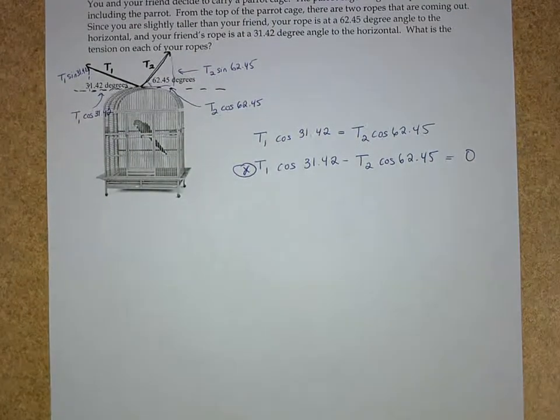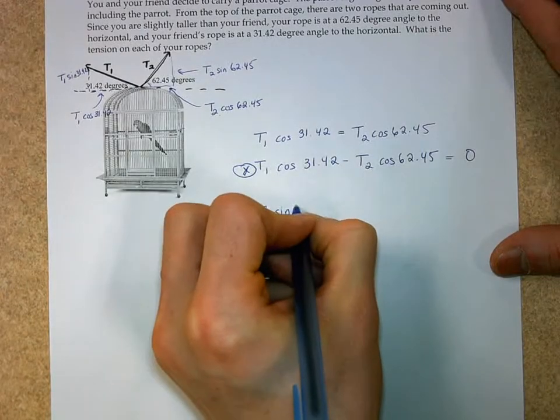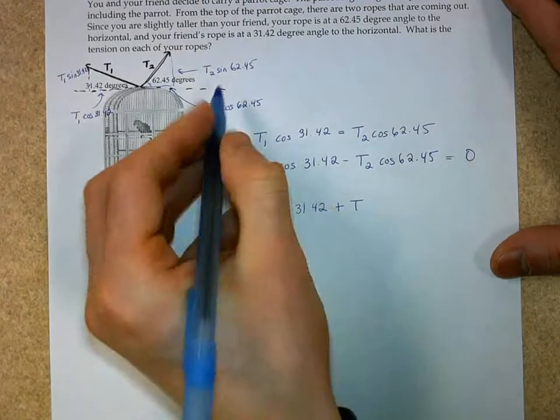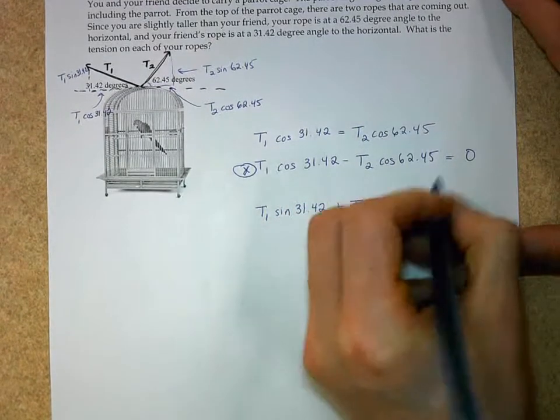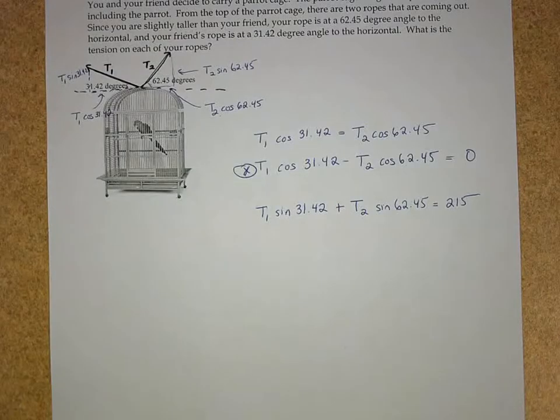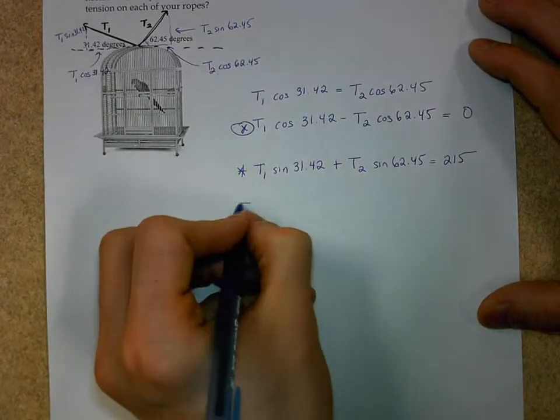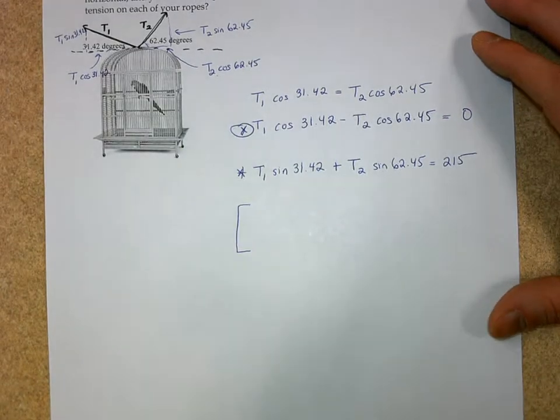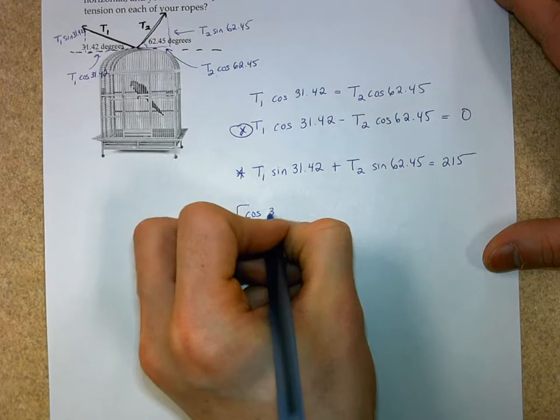The vertical component then is working with gravity. So T1 sine of 31.42 plus the y component here, T2 sine of 62.45, is equal to the total weight pushing downward, 215. So my system of equations that I get here, if I wanted to, I could use elimination or substitution, but it's easier just to use your row reduction on the calculator.